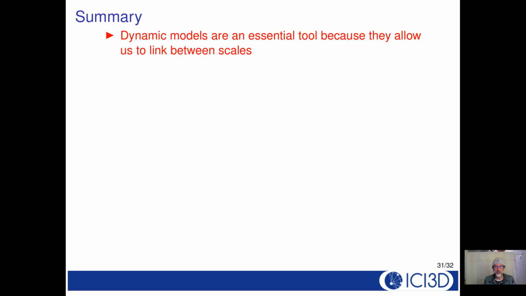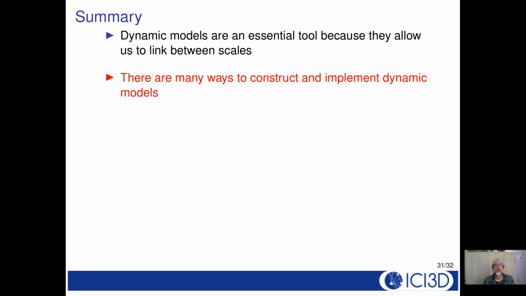So to conclude what I've been trying to tell you today, dynamic models are an essential tool because they allow us to link between scales. And we'll talk about the fact that we use dynamic models to link between scales in two directions. We use dynamic models to try to understand population scale data and what it means for individuals. And we use dynamic models to ask what happens if we make an individual level intervention. What do we expect it to do to a population?